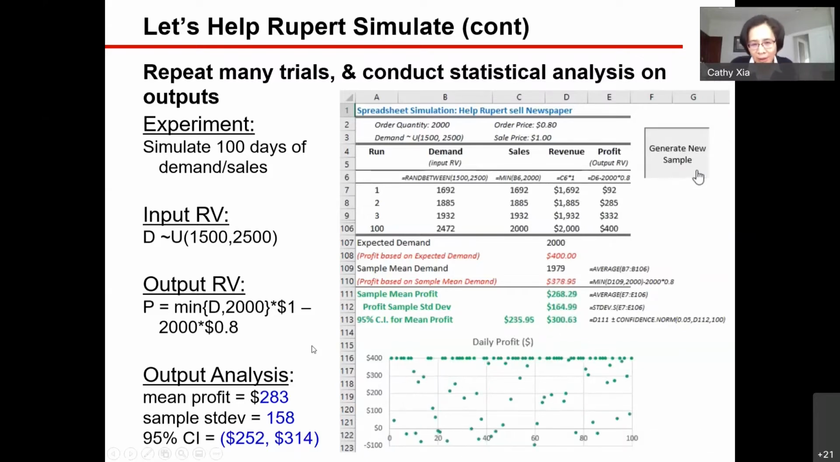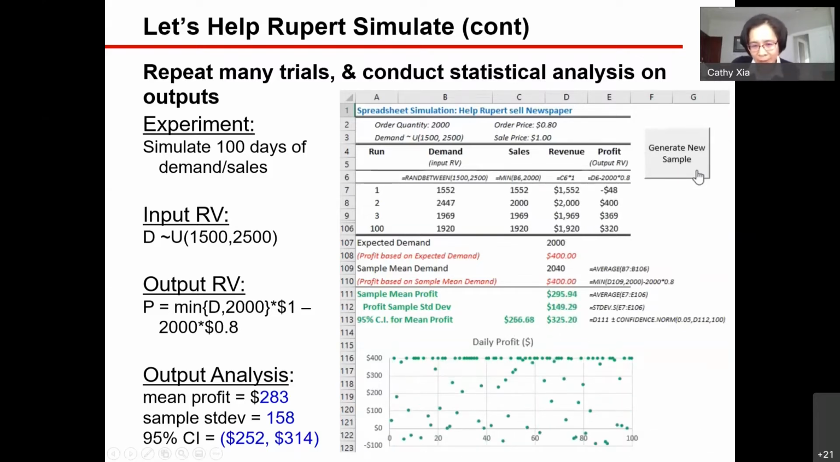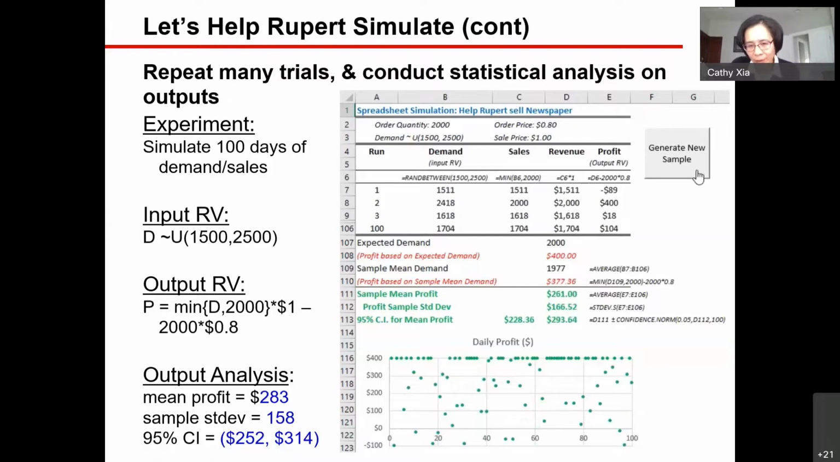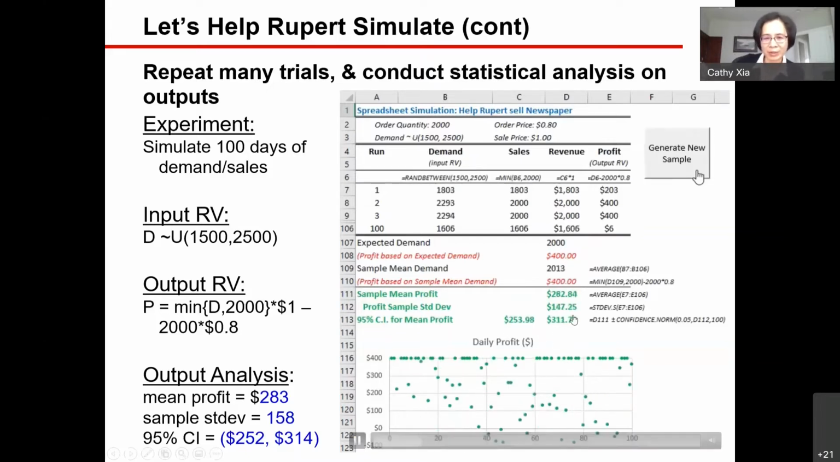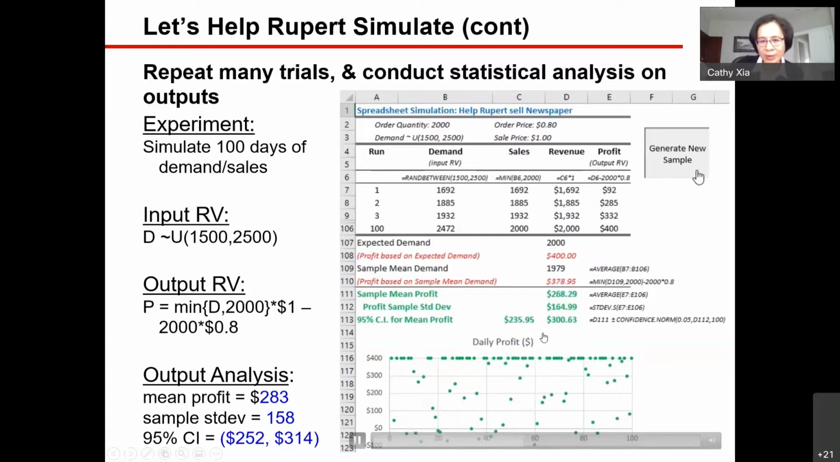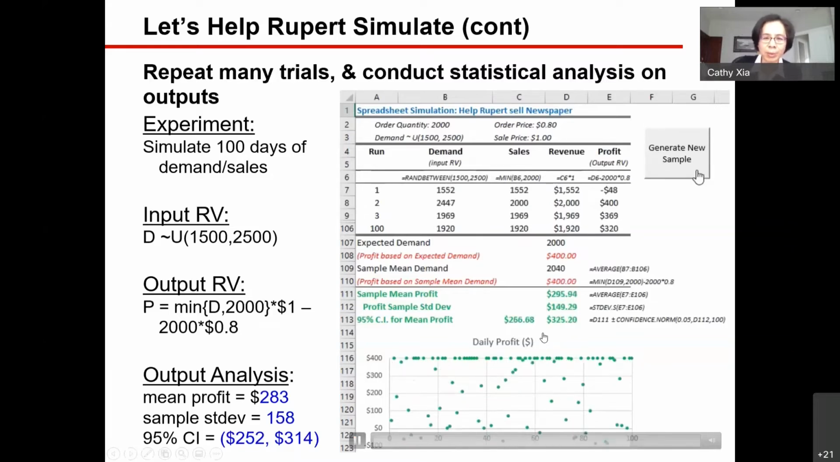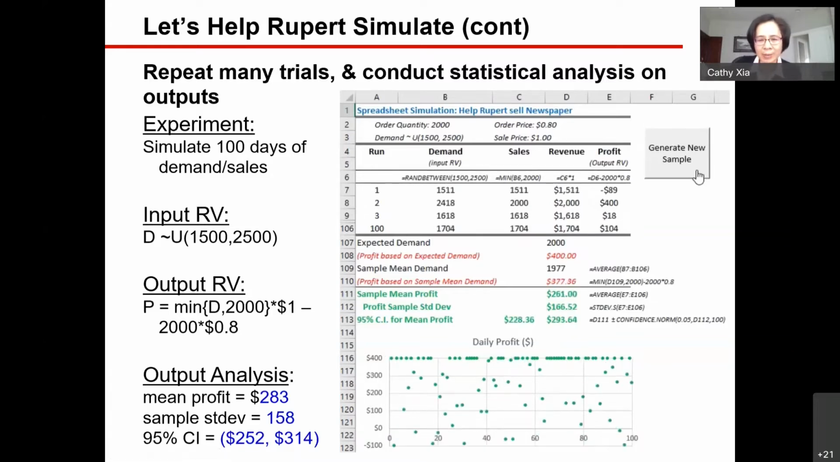Now here, Priya is running a quick live demo to show what happens when we generate a new sample. You see, every time you draw a different sample, all these things change: the mean profit, the standard deviation, the upper and the lower band of the confidence interval. They all change.